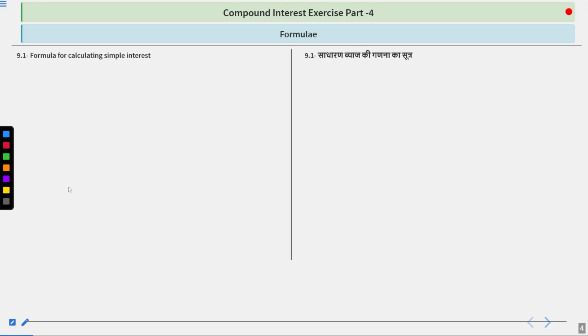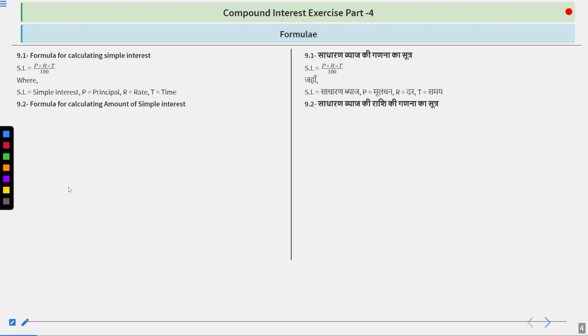Now these are the formulas which we are going to use while solving the questions. First is the formula for calculating simple interest. SI is equal to P into R into T upon 100, where SI is simple interest, P is principal, R is rate, and T is time. Then we have the formula for calculating amount of simple interest. That is A is equal to SI plus P, where P is principal, A is amount, and SI is simple interest.